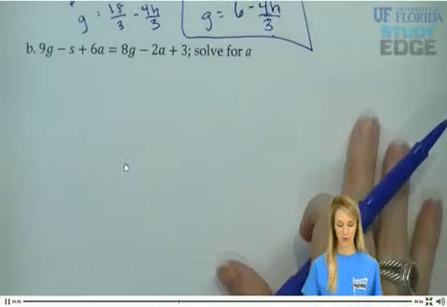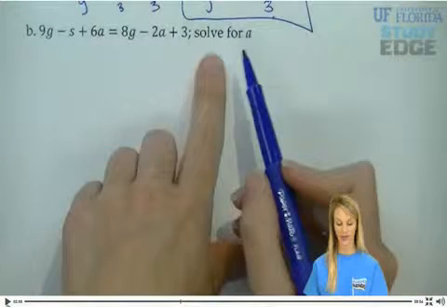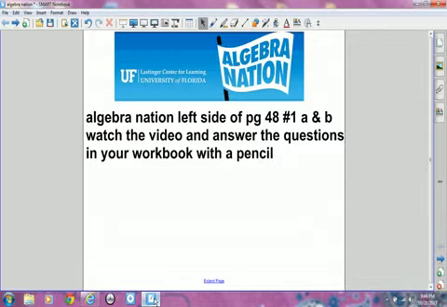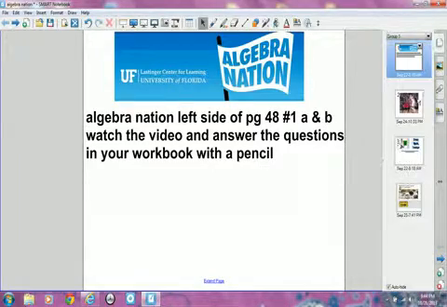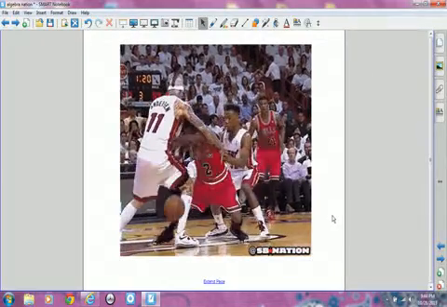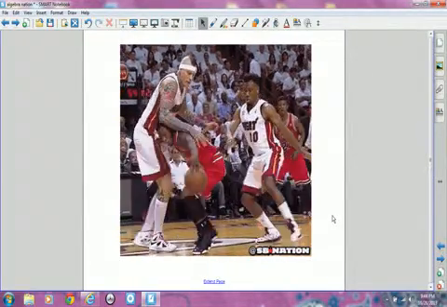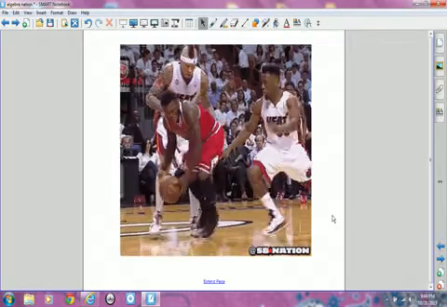All right, let's look at our next equation. In this next one, we need... No, let's take a brain break first. And since the NBA season has kicked off, how about we go with a basketball brain break?